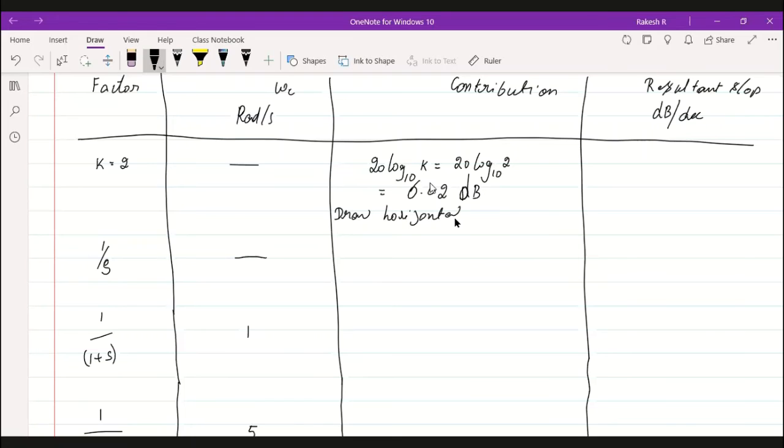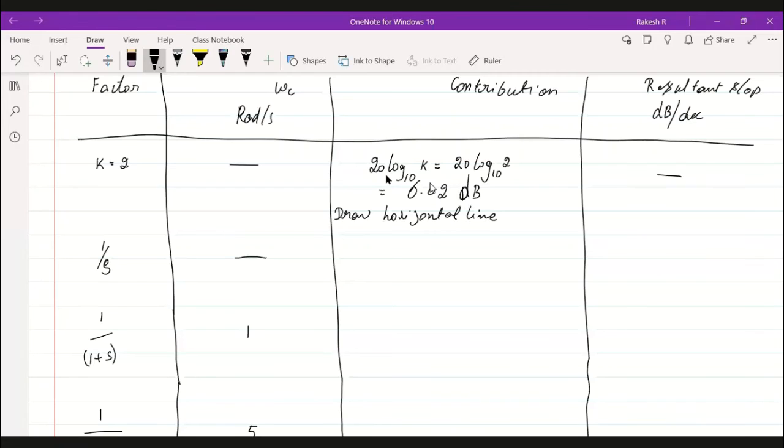A horizontal line, but we will not have a slope. For system gain K, we will not have any slope here, but it should be a horizontal line which is at 6.02 dB here. Understood the value of K?